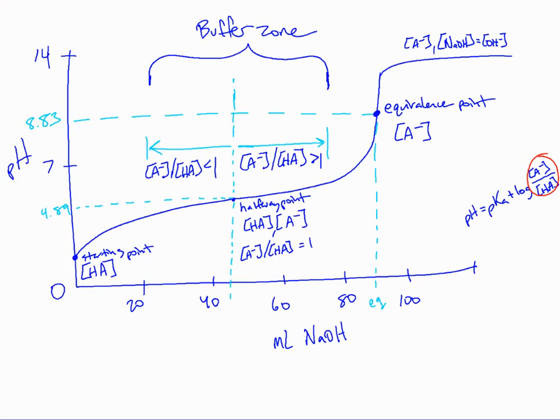But the best buffer is exactly at this point right here. And that's where the ratio of anion to weak acid is exactly equal to 1. And the log of 1 is 0. So the best buffer is where the pH equals the pKa. This is always a multiple choice question.